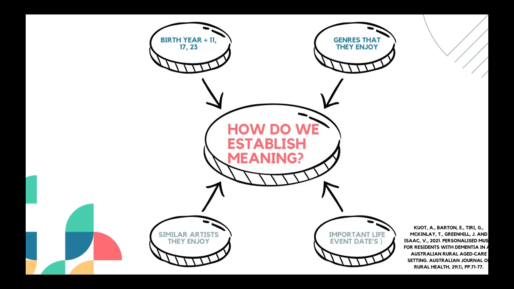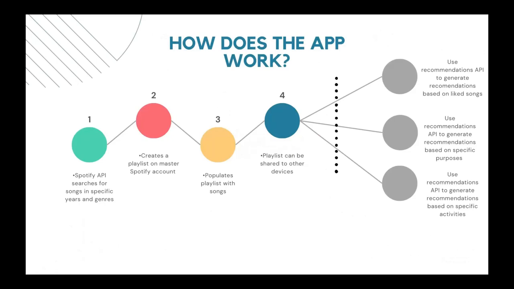What we're aiming to do is work out how you attach music that is appropriate to an individual that they're likely to have enjoyed through their life, and how do we do it? So we started with birth year plus 11, 17, 23, and genres they enjoy. We would like to include similar artists they enjoy and important life event dates such as a wedding or birth, that sort of thing, but we unfortunately had 2 days, so we haven't.